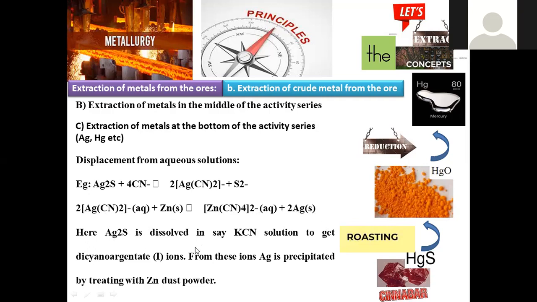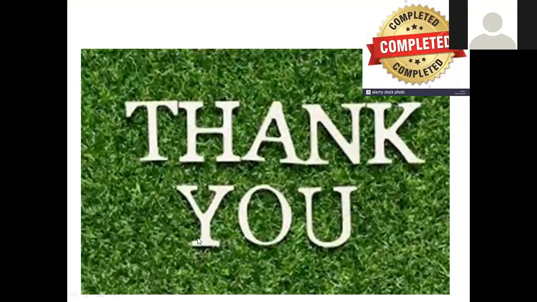Here, silver sulfide is dissolved in potassium cyanide to get dicyanoargentate. This is the complex which is regarded as dicyanoargentate. Dicyanoargentate is further treated with zinc powder, zinc dust powder is added, being more reactive. This displacement is purely based on reactivity. Zinc is more reactive compared to silver. That's the reason it is added, and silver will be evolved during the reaction and zinc cyanide formation is possible.